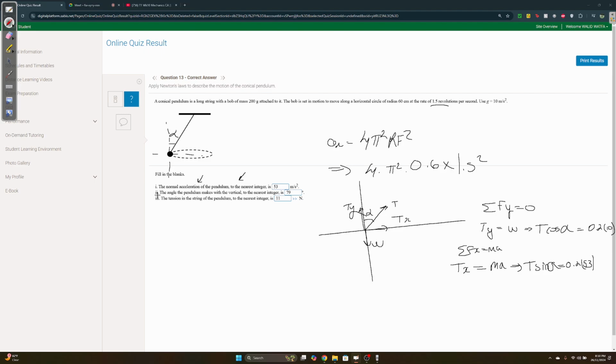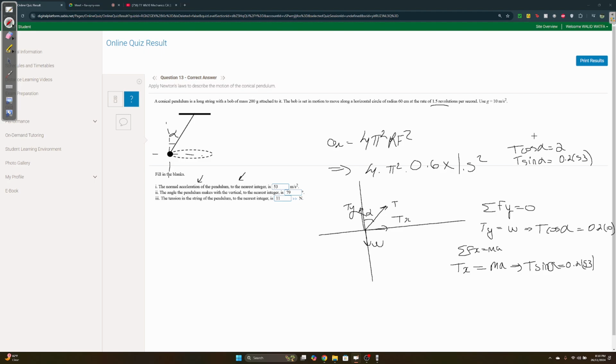They want us to find the angle the pendulum makes with the vertical. Okay, so we have two equations. We have T cosine alpha is equal to 2, right? Because 0.2 times 10. And you have T sine alpha is equal to whatever this is, right? We can rewrite this as 0.2 times 53.